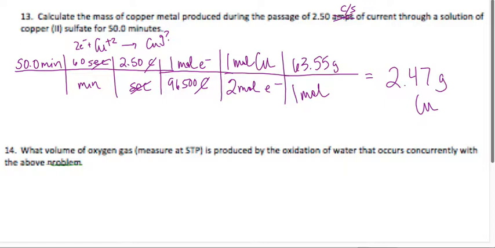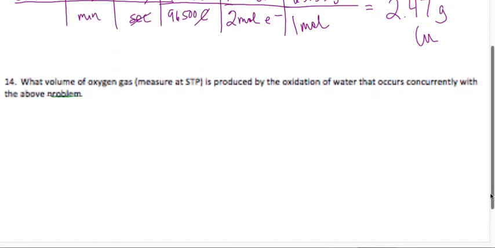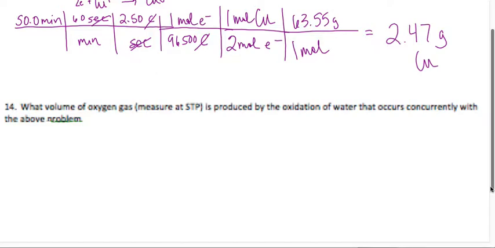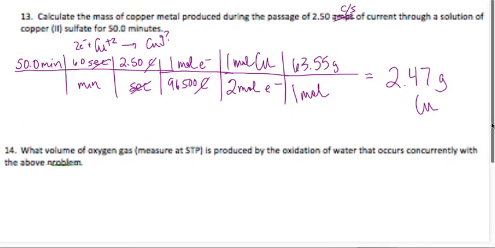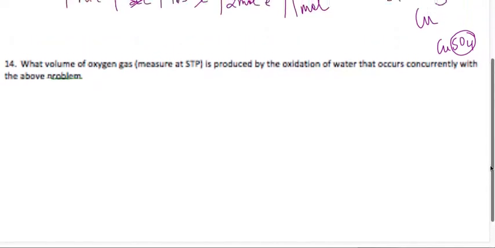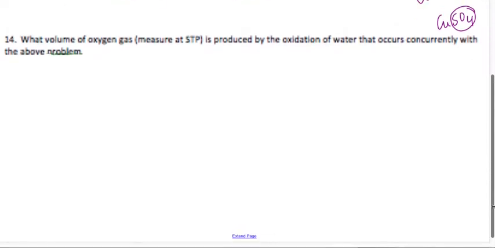Now, this is only reduction. Remember, oxidation has to be going on at the same time. So the next question asks, in the same situation, what volume of oxygen measured at STP is produced by the oxidation of water that occurs concurrently with the above reaction? Why is water being oxidized? Because it was copper(II) sulfate in the vat, and the sulfate is a bear to oxidize. So water is going to be oxidized.